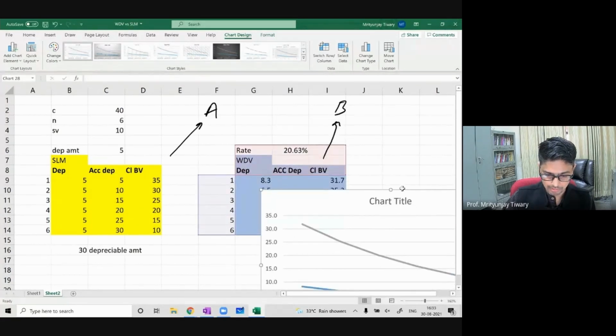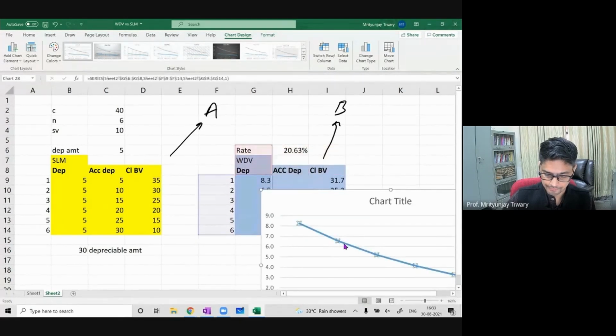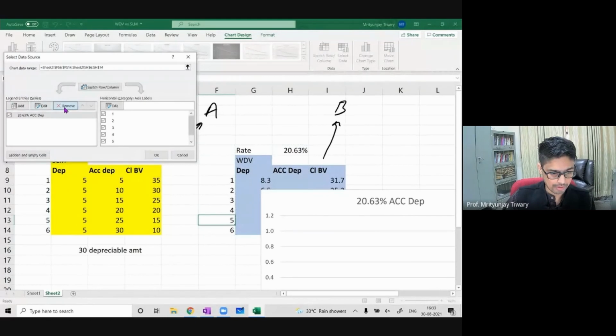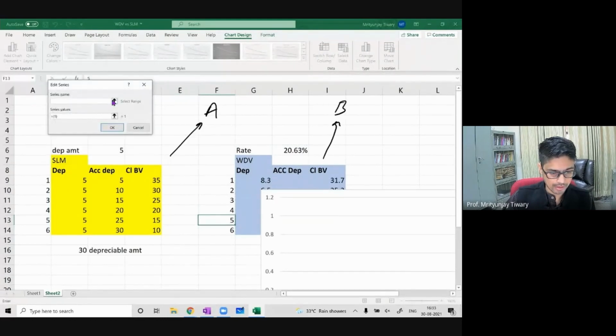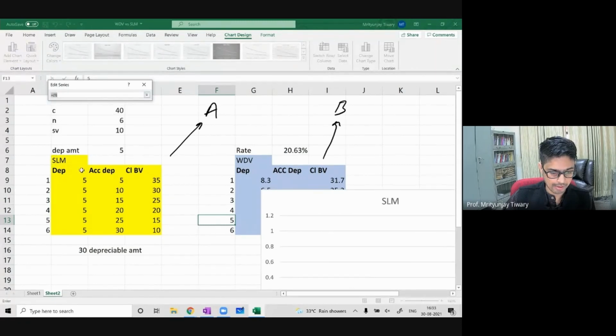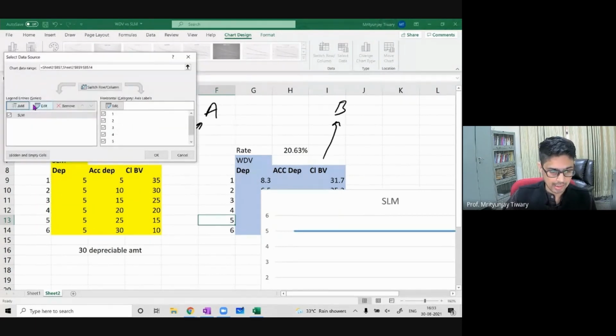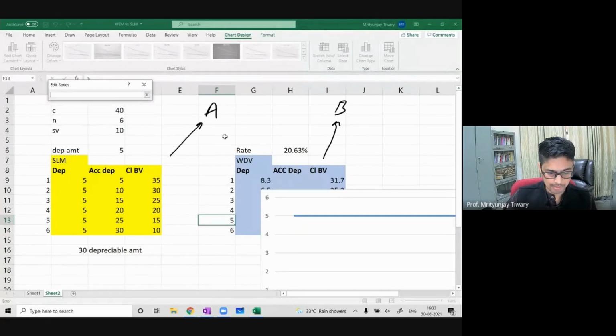Okay, no, we don't want closing book value. Let us select data. So remove this one. I want to add a series. The series name is SLM, and I want to plot the depreciation values here. Okay, and then I need to add one more. This time the series name is WDV, and I want to plot the values of depreciation again.